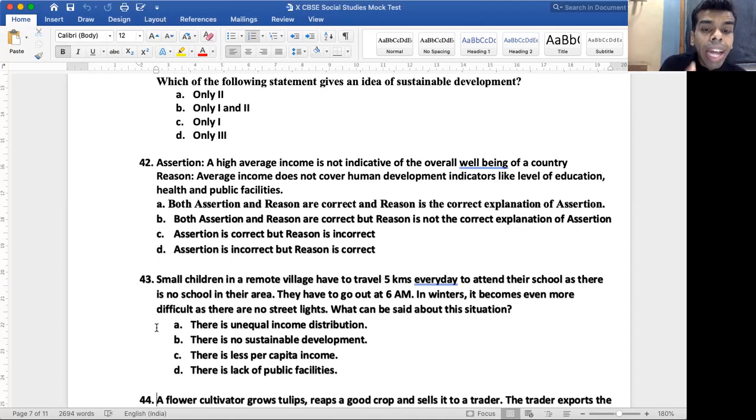रीजन बोलता है average income does not cover human development indicators like level of education, health and public facilities. अरे बराबर है, तो assertion is correct, reason is correct. In fact, reason is the correct explanation of assertion. So what's the answer? The answer is option A. Both assertion and reason are correct, and reason is the correct explanation of assertion.